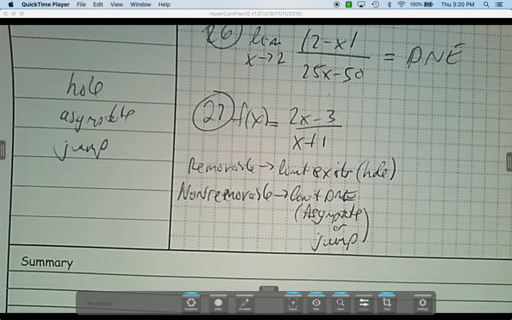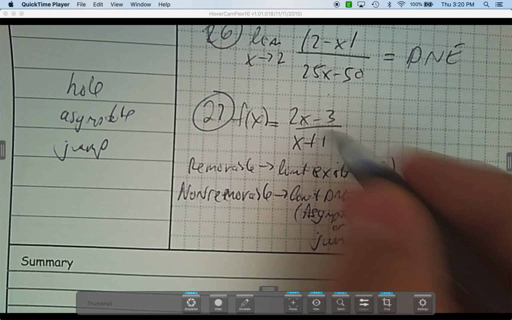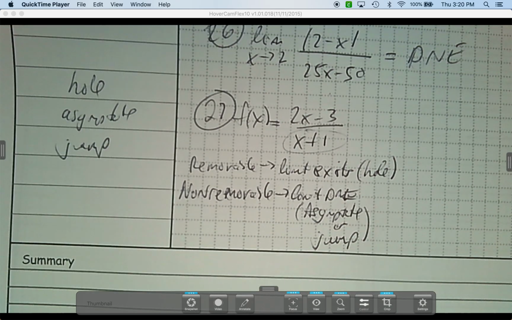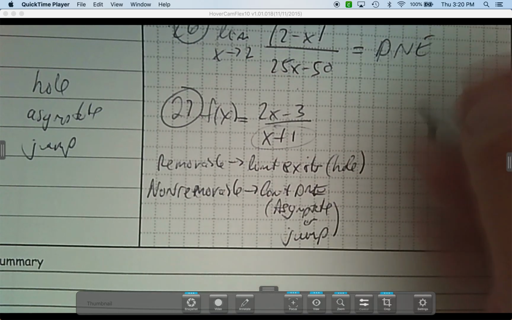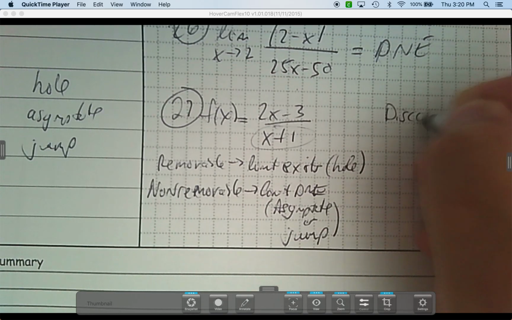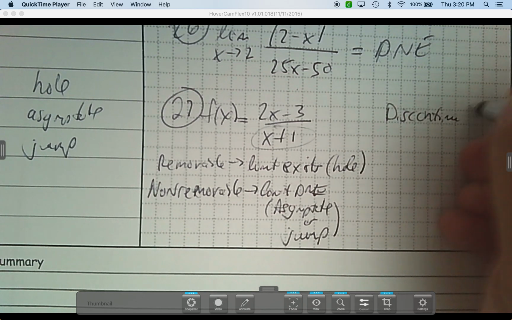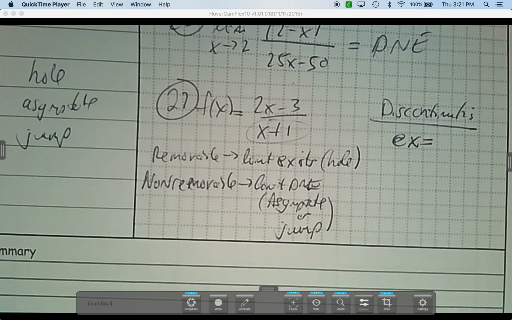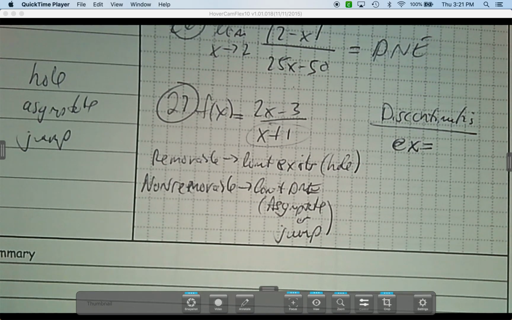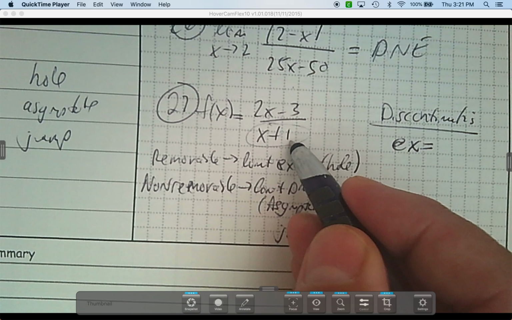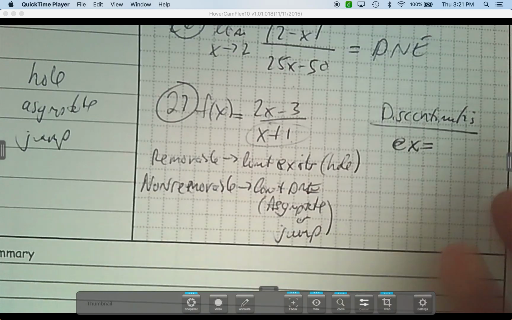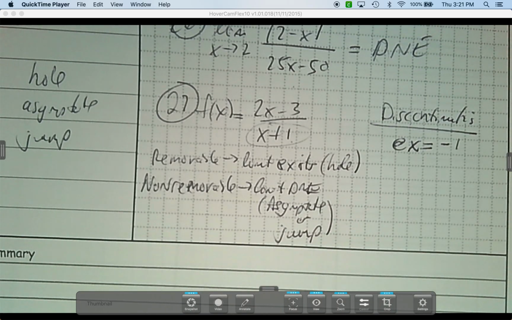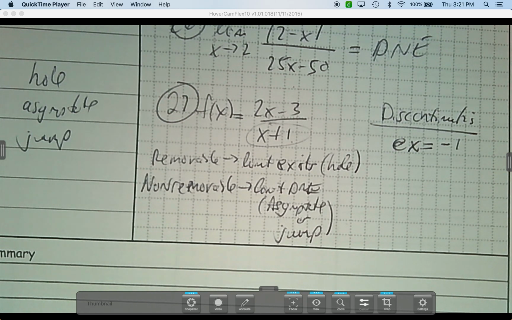So when we're looking at a rational, all we're looking for is the denominator. And what we're looking for is the 0 in the denominator. So where is the discontinuity? So I'm going to write that down. Discontinuities, and at what value? So when x equals what, is it not continuous? So when I look at the denominator, is there any value x cannot be? So at x equals -1, it is not continuous, because when you plug in -1, there's no answer.